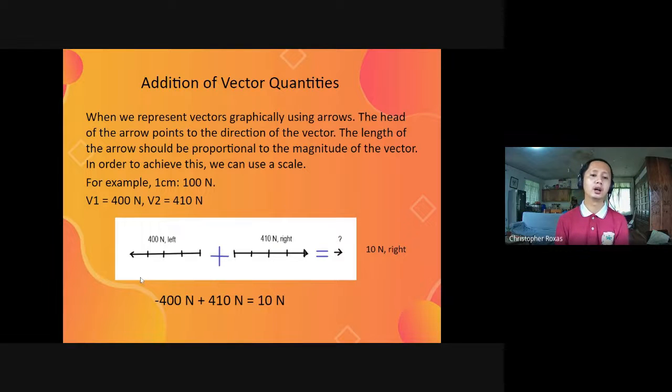Alternatively, we can also use algebra. Remember, in adding scalar quantities, it's just algebra. You just add, and that's the sum. In adding vectors, we can also use algebra sometimes, not all the time. In this example, you have 400 newtons to the left, so that will be negative 400 newtons, and 410 newtons to the right, so that will be positive 410 newtons. When you add them, you get 10 newtons as the sum of the two vectors.